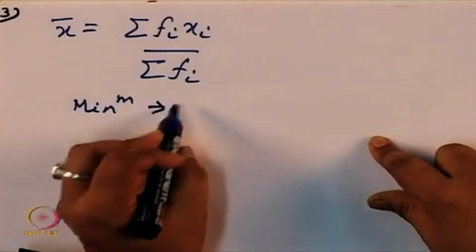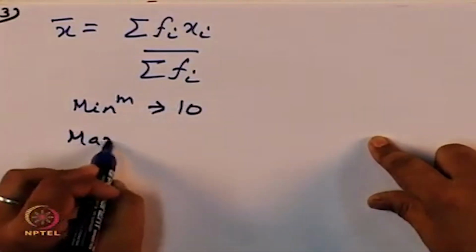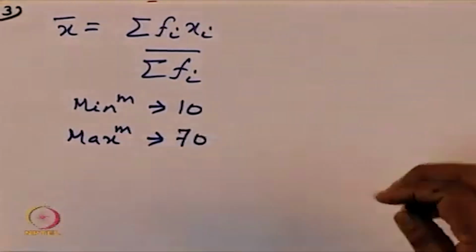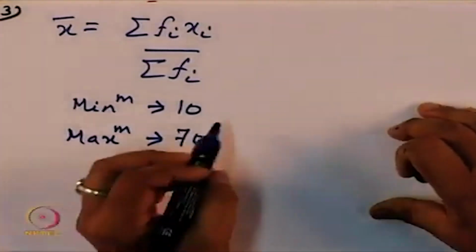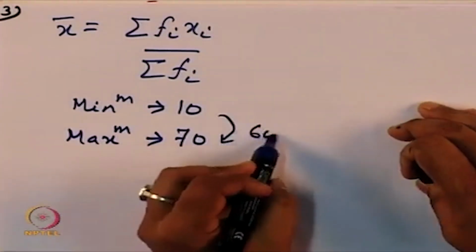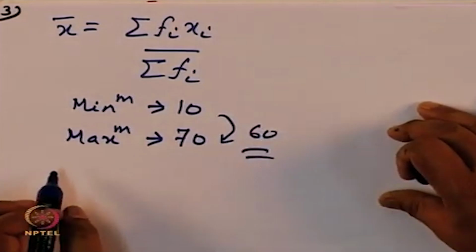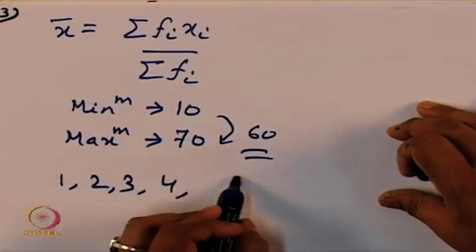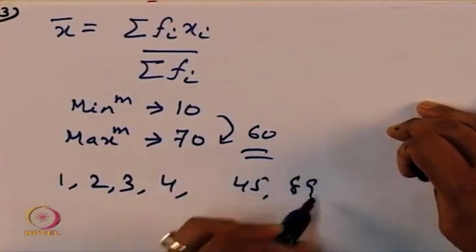So, your minimum value is 10, your maximum value is around 70, okay, fine. You have a range. So, you can see that the jump is roughly by 60. Imagine I have data which is 1, 2, 3, 4 and then 45, 89, so on and so forth.